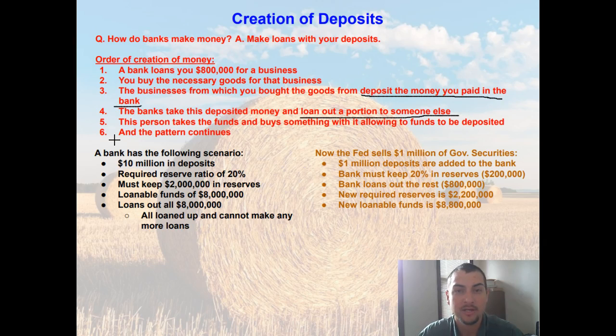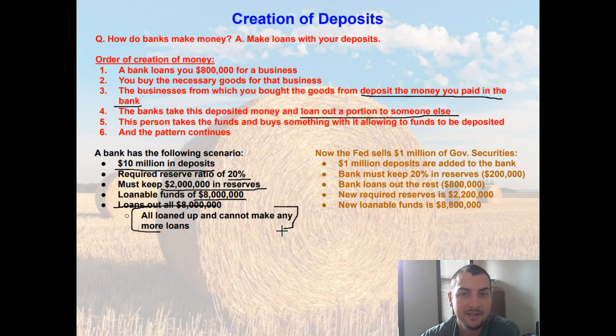Well, why would there ever be no money to loan out? There winds up becoming less money to loan out because of required reserves. So a bank has the following scenario. They have $10 million in deposits. They're required to keep a reserve ratio of 20%, so they must keep $2 million in reserves. So they have loanable funds of $8 million. They have $10 million in deposits, must keep $2 million, and they loan out all of the $8 million. So now they have no more funds to loan out.